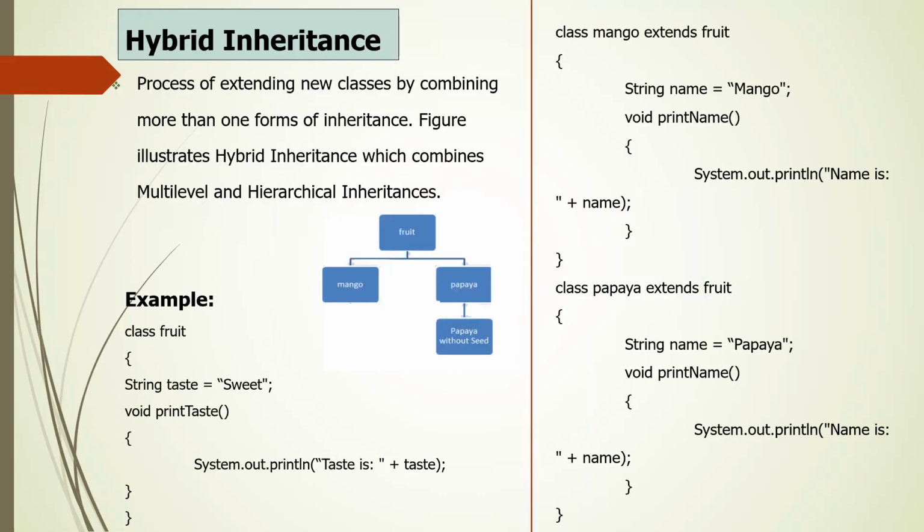The fourth and last type of inheritance is hybrid inheritance. Hybrid inheritance is the combination of multi-level and hierarchical inheritance. There will be a parent, child and grandparent relationship, and also two or more children for a single parent. So here in this example, for the fruit class, mango is a child class and papaya is another child class. So two children for fruit, mango and papaya.